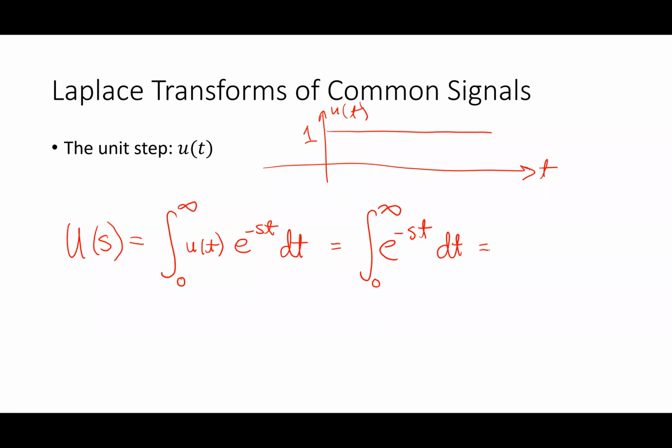Now, I hope everybody remembers how to do the integral of e to the negative st. Yahoo would cry if you can't. It's 1 over negative s. So I'm going to say negative 1 over s, e to the negative st, and I'm integrating that from 0 to infinity. It's a definite integral.